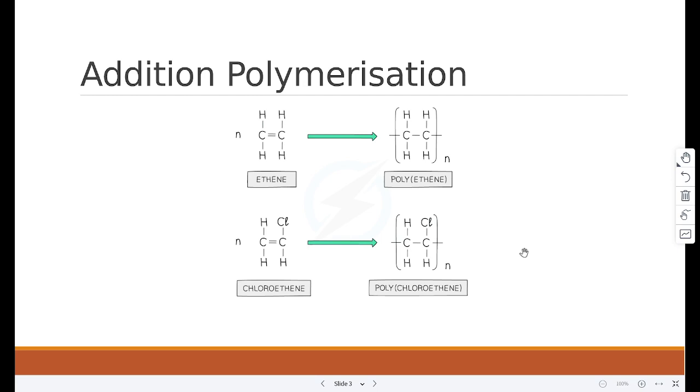Addition polymerization. Now, addition polymers are formed by joining up of many monomers and only occurs in monomers that contain a double carbon bond. So, one of the carbon bonds in each double carbon bond breaks and forms a bond with the adjacent monomer. So, as you can see, the double carbon bond is broken down and it is now a single carbon bond.